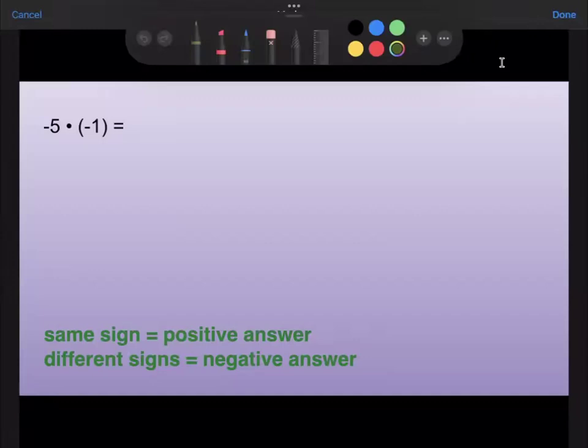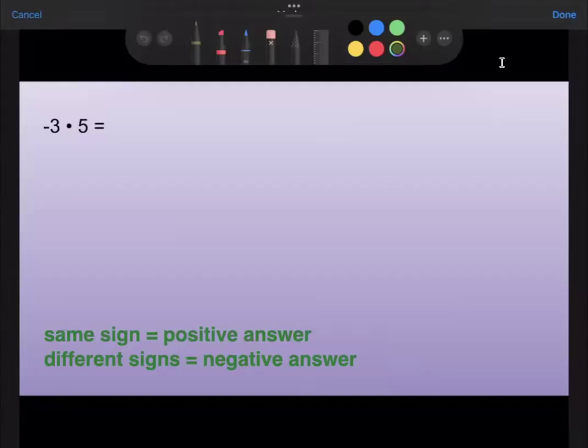Okay, here's our next one. We're going to take -5 and multiply it by -1. Both of these numbers have the same sign, so we're going to use our same sign rule. And that is that the same sign is a positive answer, even if they're both positive or both negative. So I know my answer is going to be positive. I'm going to put a little plus there just so I remember that I've already decided this. Now I just have to do 5 times 1, which is 5. So the answer is going to be +5, or you can just rewrite that as 5.